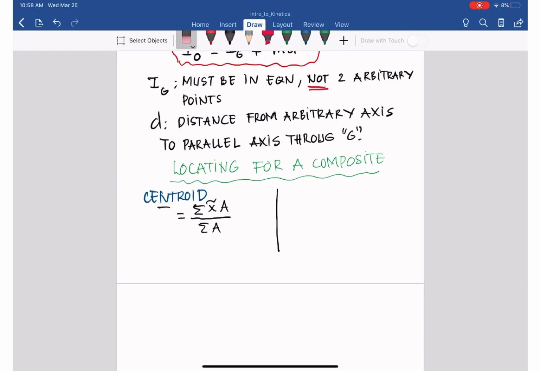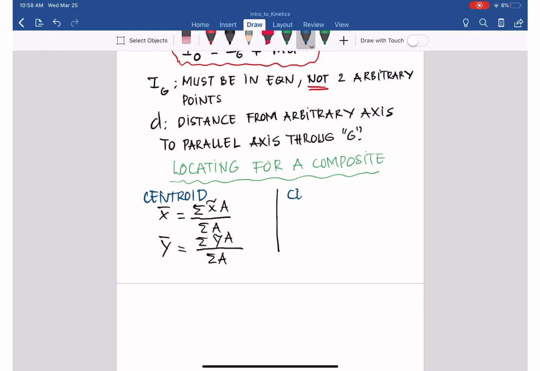And then we have y bar equal to, for each point, the location of each point times the areas, divided by the sum of all the areas of that composite. And if you have the center of mass, it will be similar.